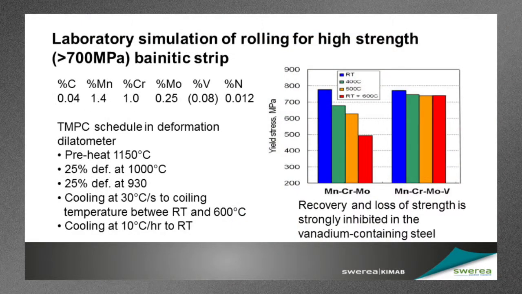Here we're going to look at two steels. They have the same base composition. One has a vanadium addition, and the other one doesn't. And these are the yield stresses of our laboratory processed materials.